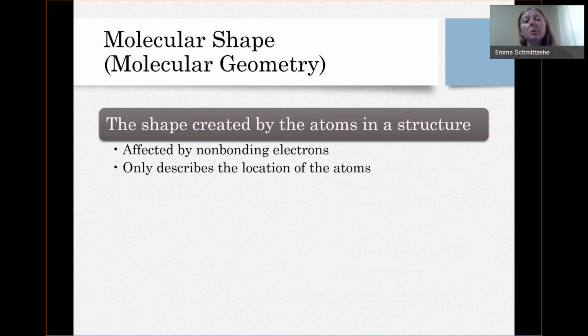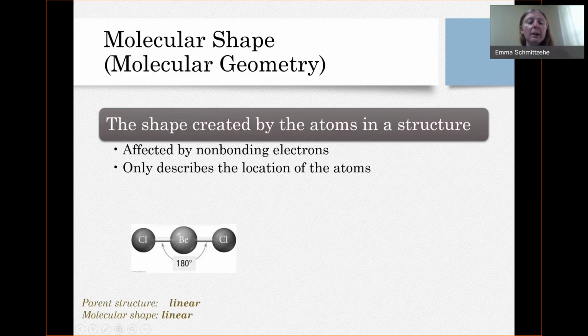Okay, so let's go through our three parent structures and what variations we could have. Our first parent structure was a linear structure, right? And so we can have some central atom and two electron groups coming off. Now, if those two electron groups are attached to atoms, hopefully it's obvious it's linear. So the parent structure is linear, the molecular geometry is the same. If all those electron groups are actually attached to an atom, meaning if they're all bonds, single, double, or triple, then the parent structure and the molecular shape are the same thing.